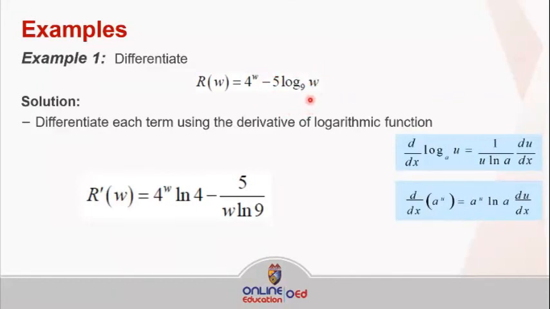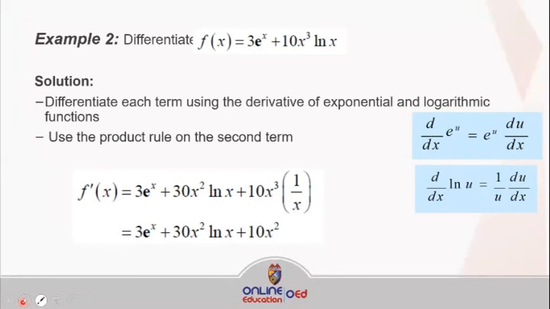So, for the 4^w, the first derivative is an application of this formula. Therefore, we have 4^w ln 4, where our a is 4. And for the negative 5 log 9 w, we apply this formula. Since we have 5 as a constant, we have 5 in the numerator over w ln 9, where our a is 9.